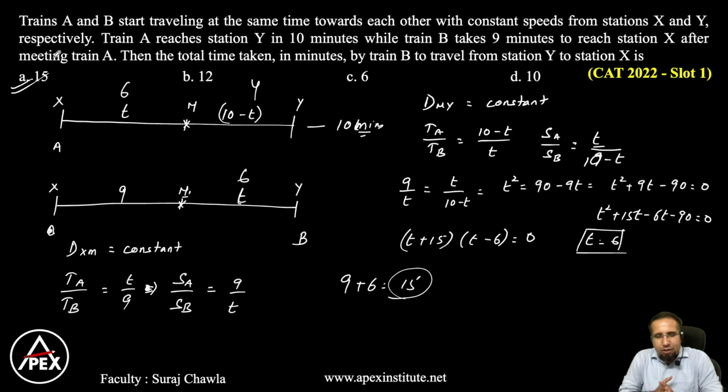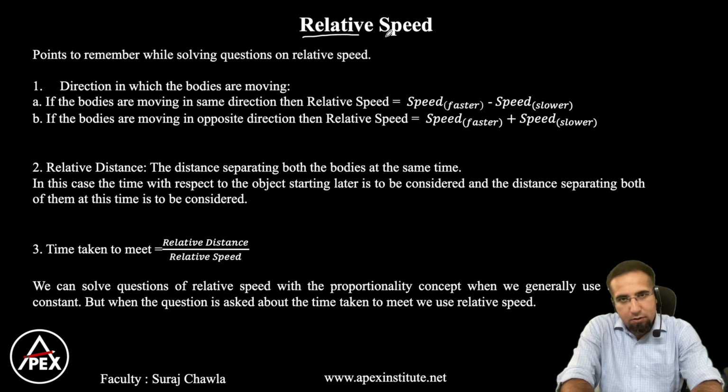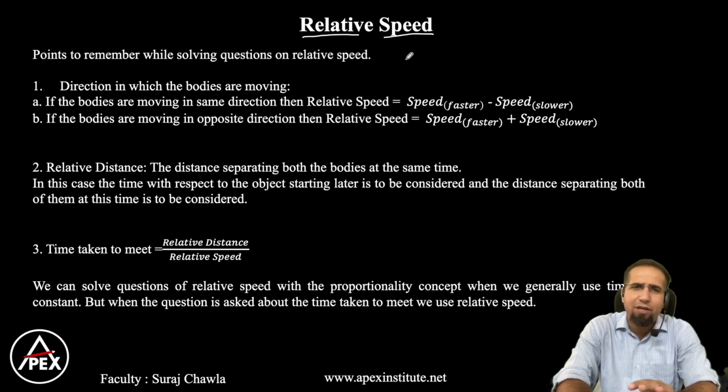Clear? Again, the simple thing, whatever you are learning in the concepts, you are trying to see how do we apply in the real CAT questions and how do we see that the questions are being made easy. Right? Let's move to the next model, which is relative speed. Now, what is relative speed? What are the points to remember with respect to relative speed? Now, I use relative speed when two bodies are moving independent of each other. So, two freely moving bodies are moving.